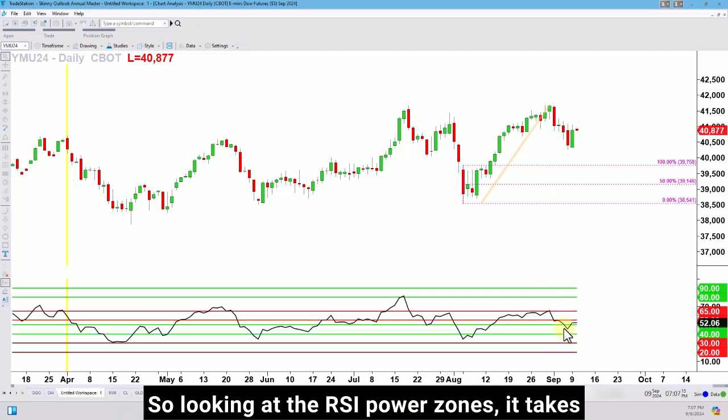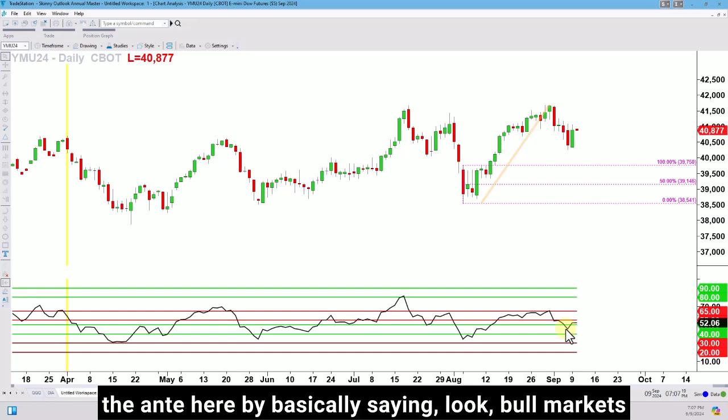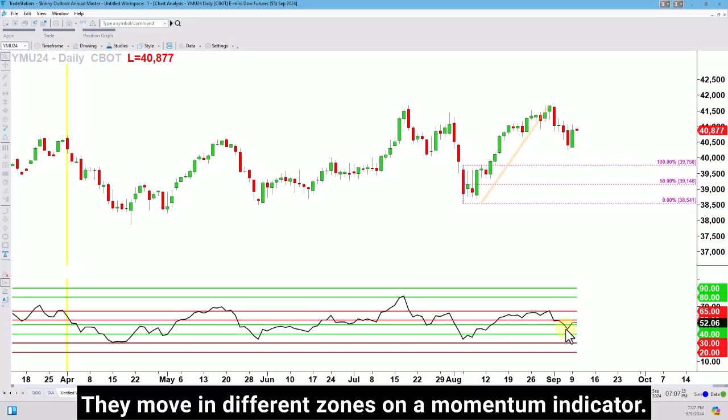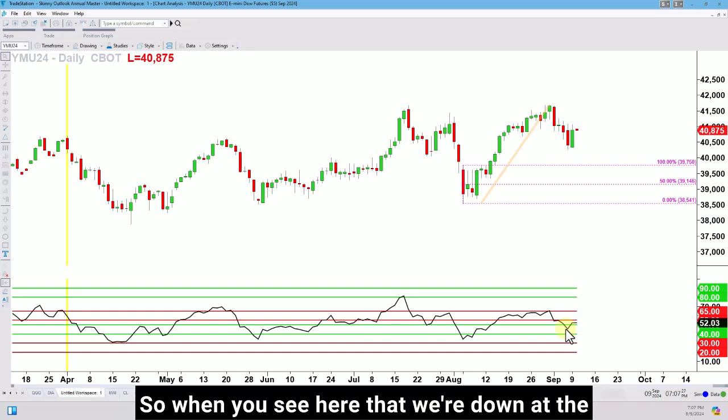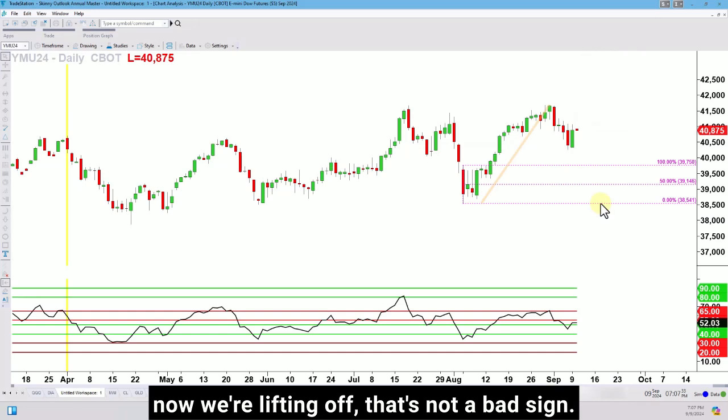So looking at the RSI power zones, it takes the traditional relative strength index and then ups the ante by basically saying, look, bull markets and bear markets, they don't move the same way, all right? They move in different zones on a momentum indicator. So when you see here that we're down at the bull support power zone, these two lower green lines, and now we're lifting off, that's not a bad sign.